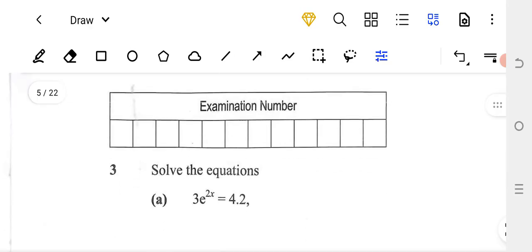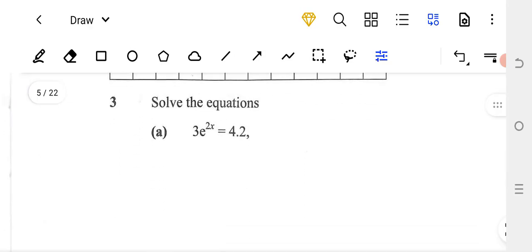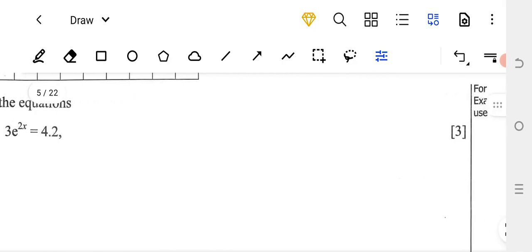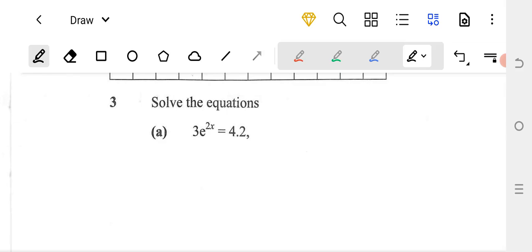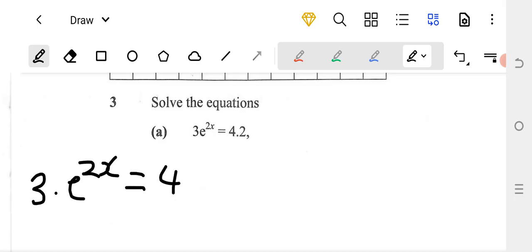Then we go to our question 3, which is a logarithmic equation. So I'm going to show you 2 methods, and I'm going to show you the mistake that a lot of people made in the 2025 paper. This question is carrying about 3 marks. What we are going to say, we're going to write it in a different form. So it's going to become 3 times e to the power 2x is equal to 4.2.